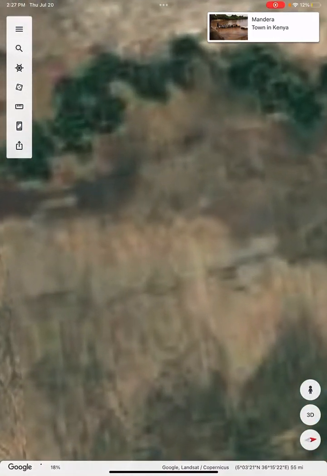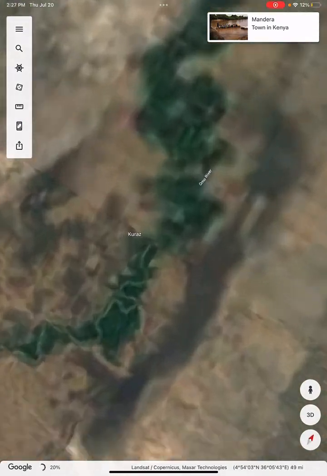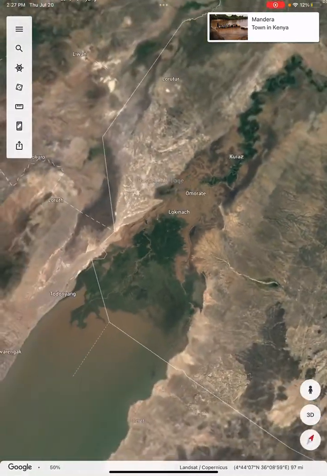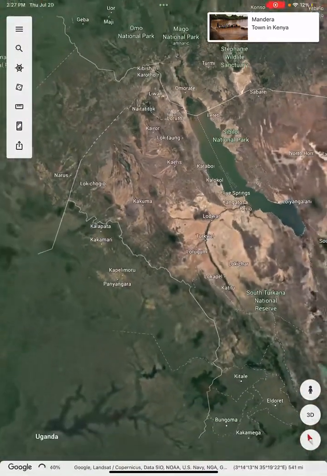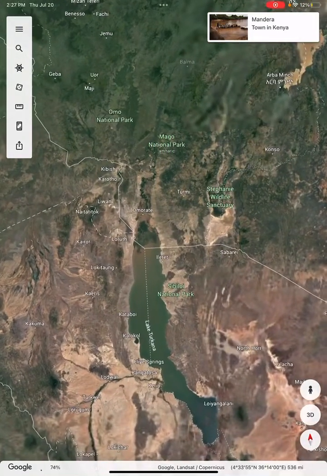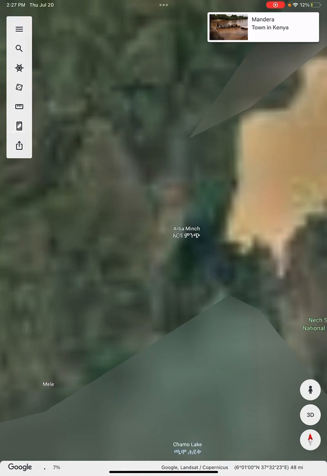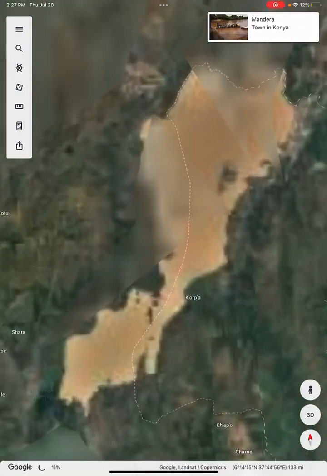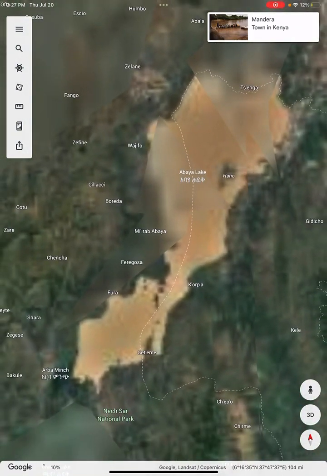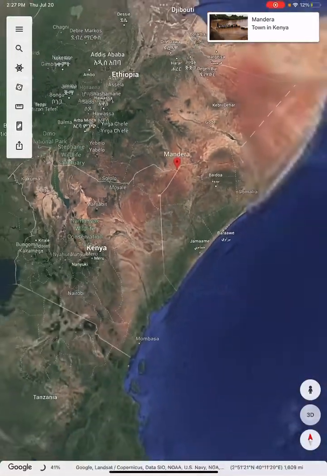And over here, it's a little blurry. This is the Omo River. The Omo River flows into Lake Turkana. And then it flows all the way to Arba Minch, a small city in Ethiopia, and is also flowing into Lake Abaya.